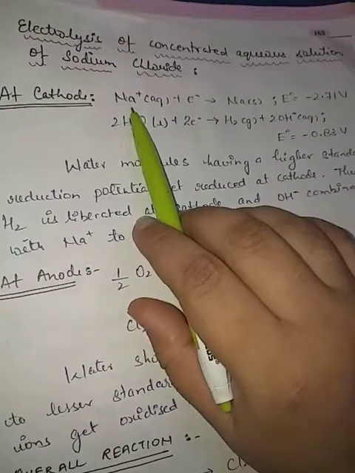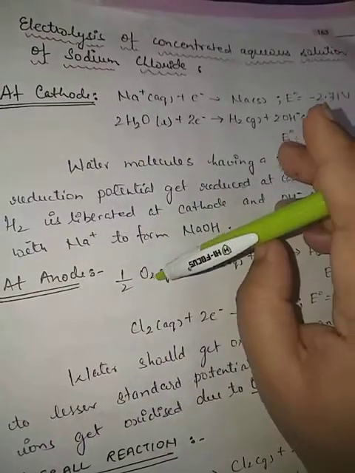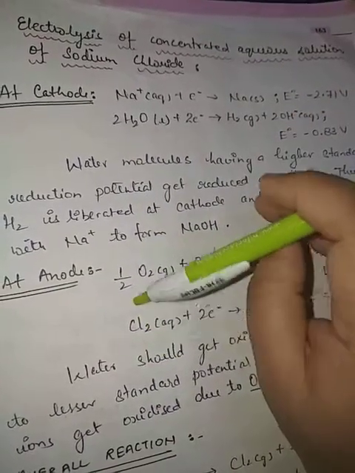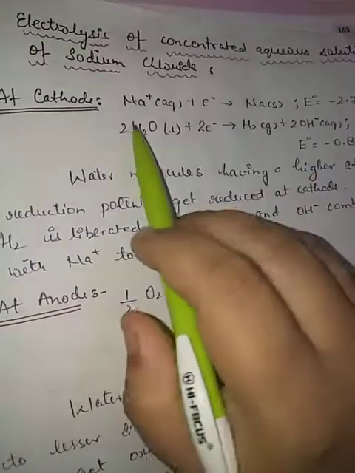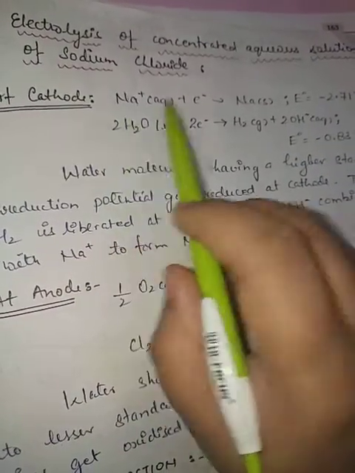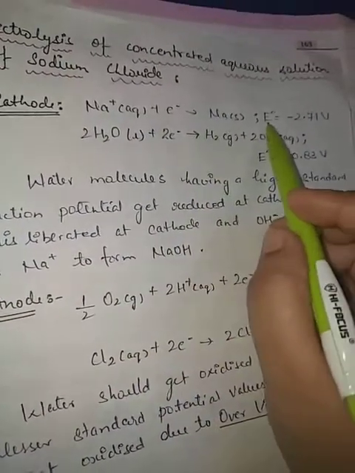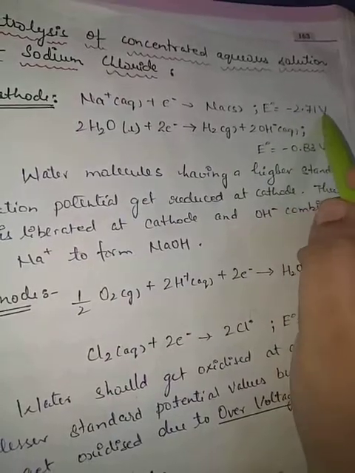See, actually now here we'll see the competition between the ions to get collected at their respective electrodes. Like if we talk about the cathode, Na+ will move towards the cathode. It will gain an electron and convert into sodium. Its reduction potential is minus 2.71 volt.